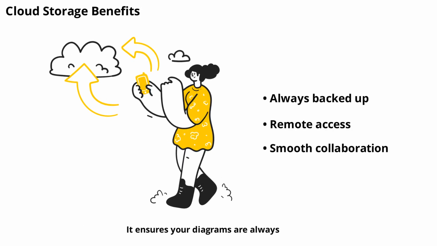Cloud storage is a key feature in modern diagram software. It ensures your diagrams are always backed up and accessible from any device. This is particularly helpful for restaurants with multiple locations or managers who need to access plans remotely. Cloud storage also makes collaboration smoother, as everyone works from the latest version.